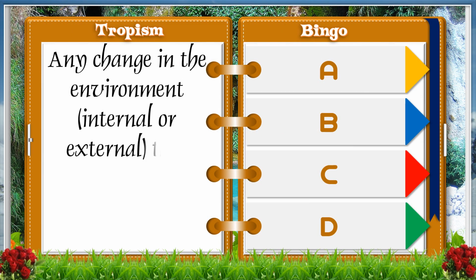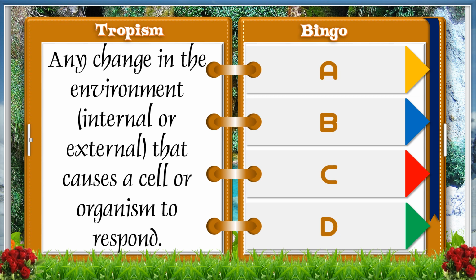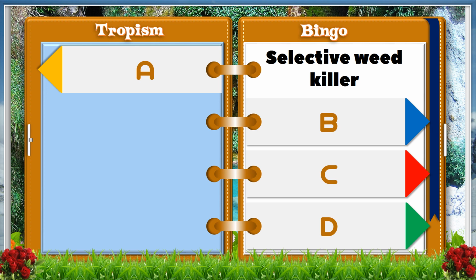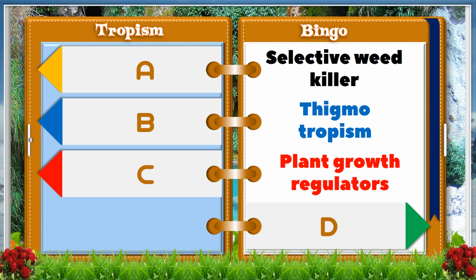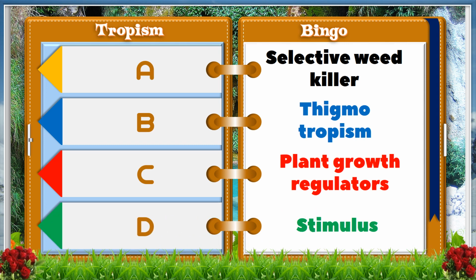Any change in the environment, internal or external, that causes a cell or organism to respond. A. Selective weed killer. B. Thigmotropism. C. Plant growth regulator. D. Stimulus. And the answer is D. Stimulus.